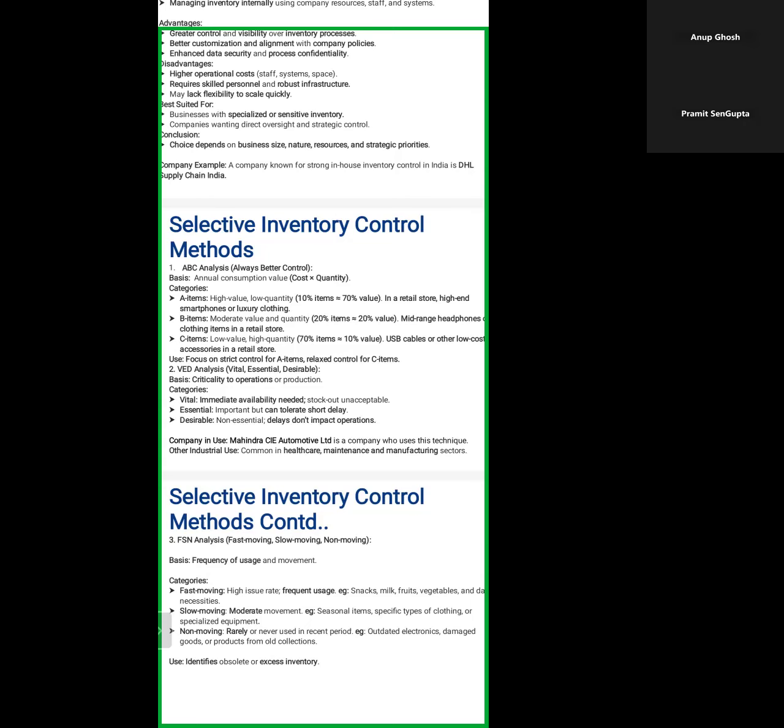As I'm aligning each of the selective inventory control methods with company life situations, because as I said, this is not based upon empirical data or research mode, it has to be based on company examples as a case study mode. So here we find Mahindra CIE Automobile Limited is a company that uses this type of selective inventory control method. Other industrial uses will be common in healthcare, maintenance, and manufacturing units in the sectorial spread of Indian industry.